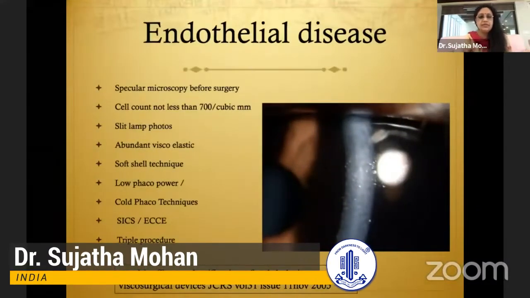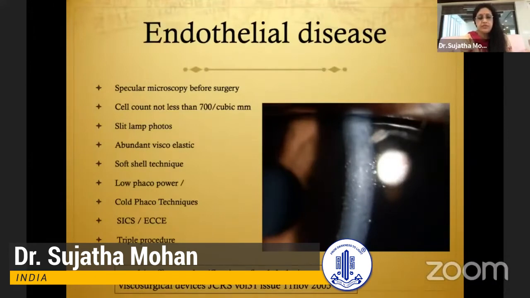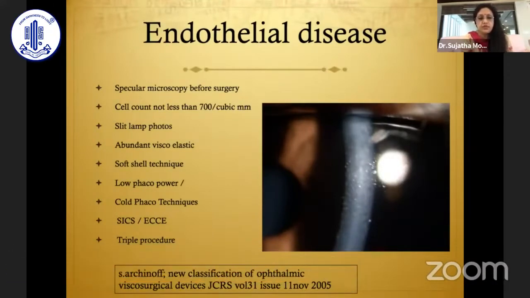As far as endothelial disease is concerned, this is something which we come across very often. So the question is whether we do a combined surgery or just go ahead with a cataract alone. It depends upon the amount of involvement of the endothelium. So if you're just doing a cataract surgery, use abundant viscoelastic, use a soft shell technique, a low phaco power and whole phaco techniques. You can do an SICS as an ECCE in very hard cataracts.